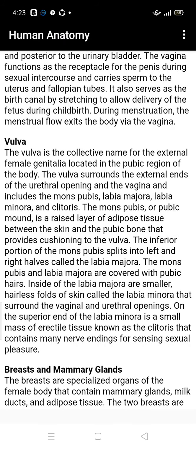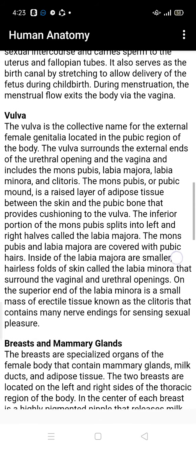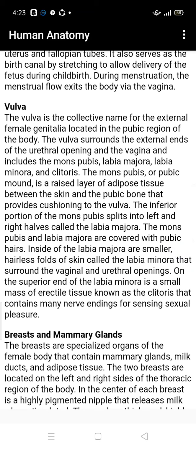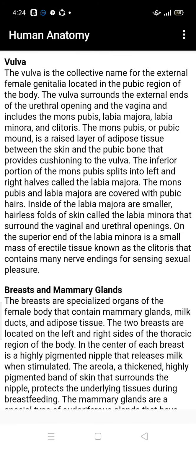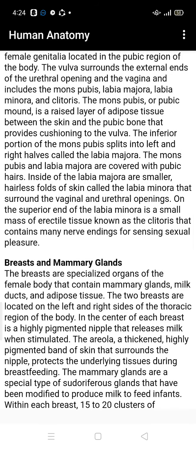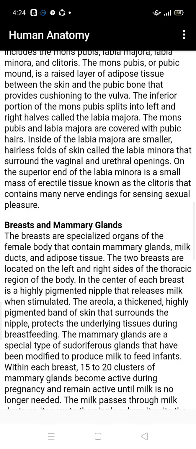The inferior portion of the mons pubis splits into left and right halves called the labia majora. The mons pubis and labia majora are covered with pubic hair. Inside of the labia majora are smaller, hairless folds of skin called the labia minora that surround the vaginal and urethral openings. On the superior end of the labia minora is a small mass of erectile tissue known as the clitoris, which contains many nerve endings for sensing sexual pleasure.